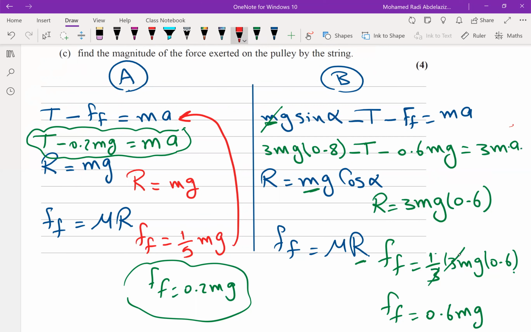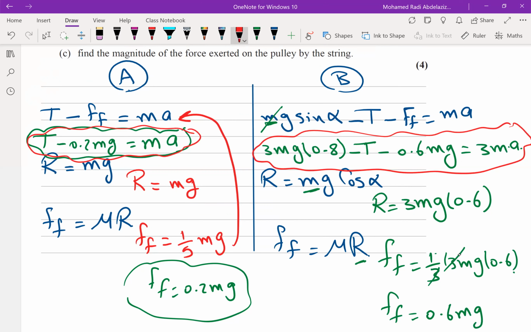Now we have two equations. Look at this equation in terms of T and a, and this equation also in terms of T and a. By adding these two equations, you will remove the tension. You can get the acceleration, then substitute to get the tension. Or if you want to get the tension directly, you can use the elimination method. You can divide to remove m with m.